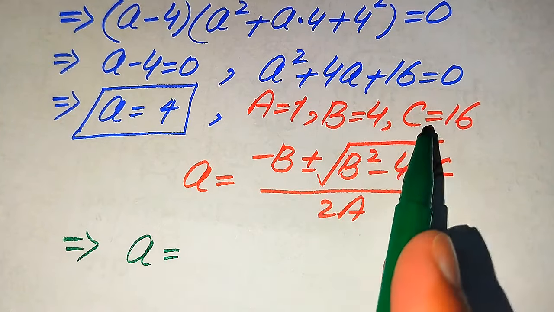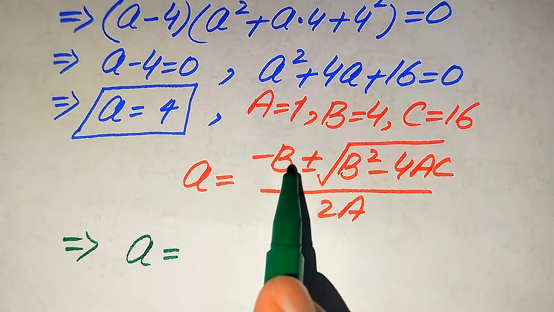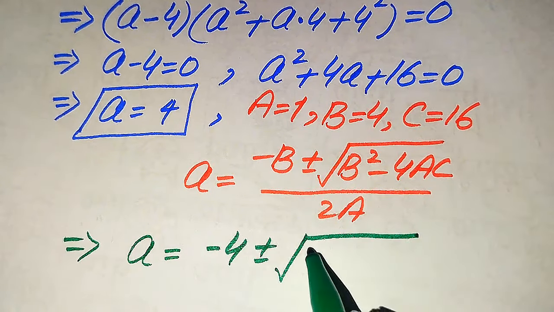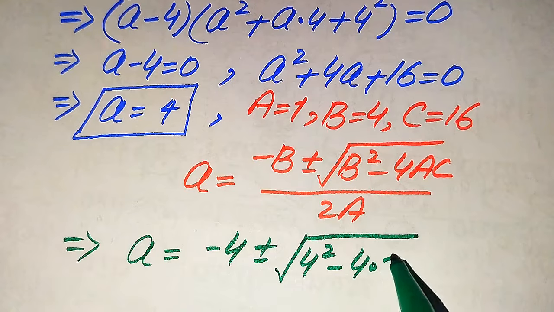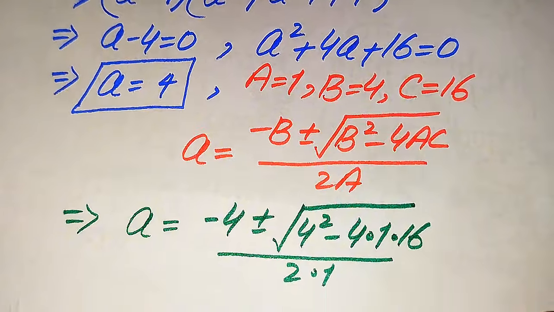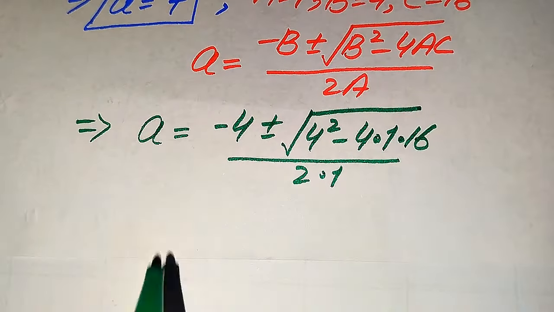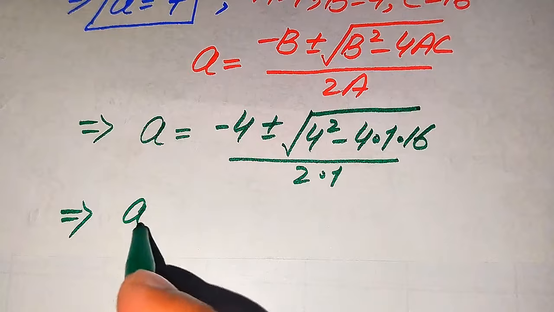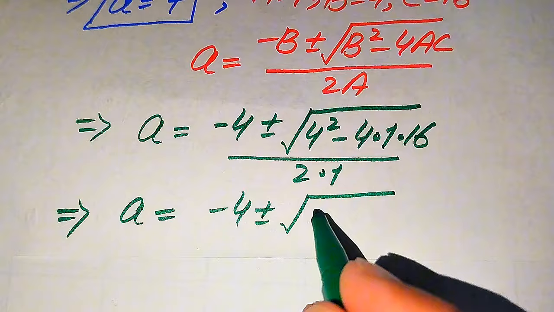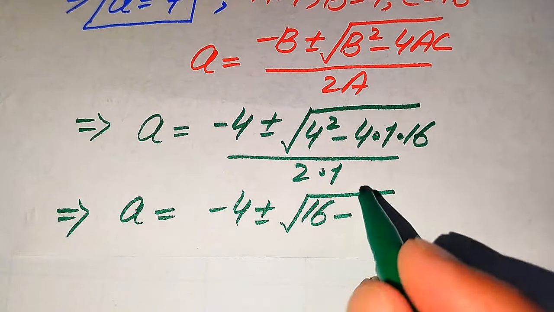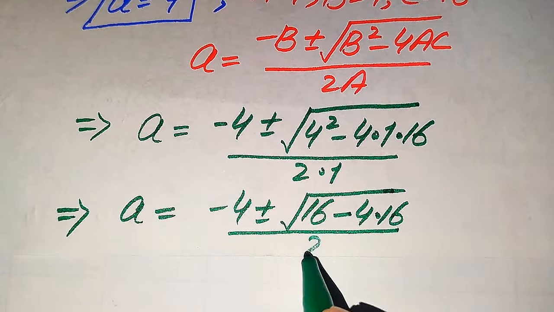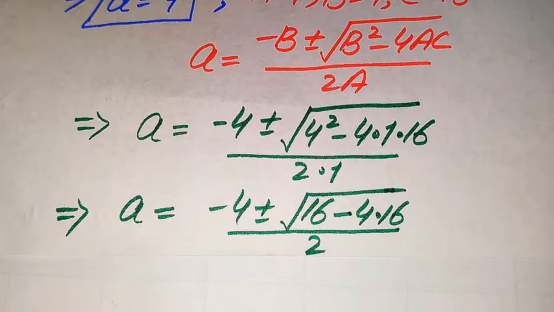So after substituting all of these values, it becomes minus 4 plus minus square root of b square, b is 4 square, minus 4 times a is 1 and c is 16, divided by 2 times a, and here our a is equal to 1. So further in the next step we have a is equal to minus 4 plus minus square root of 4 square, and 4 square becomes 16, minus 4 multiplied by 16, divided by 2 times 1 is equal to 2.